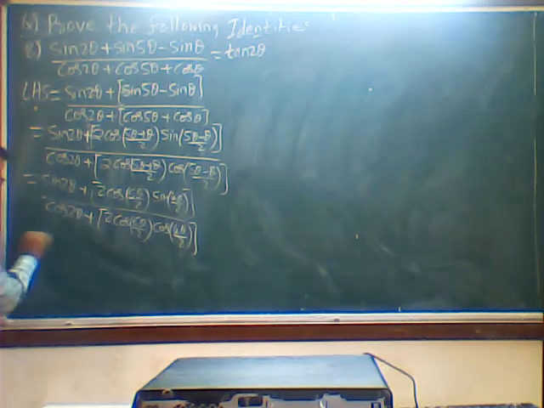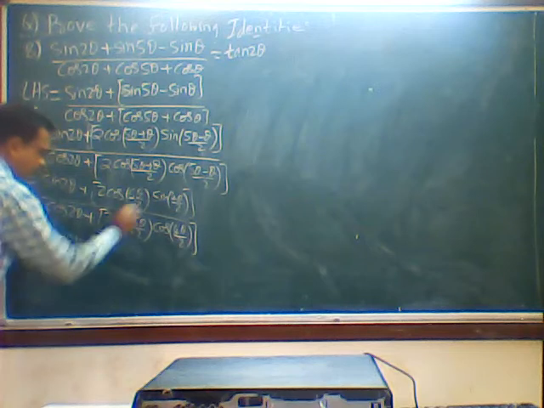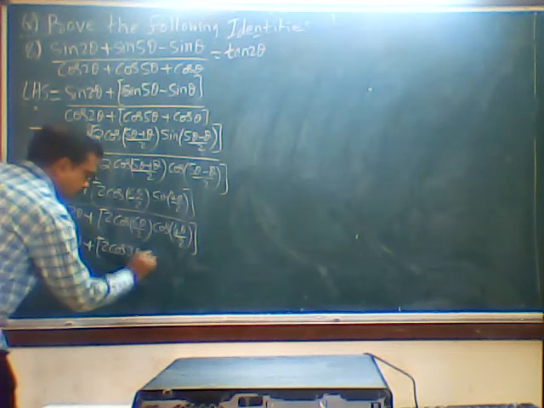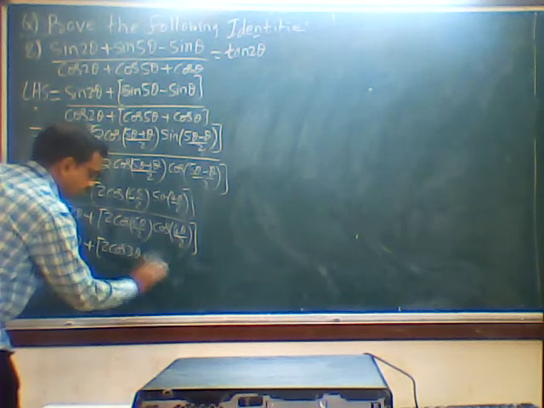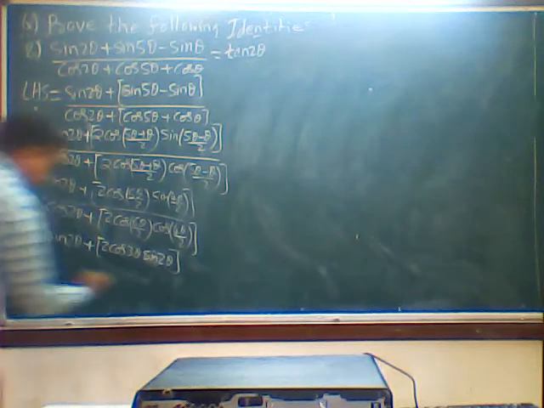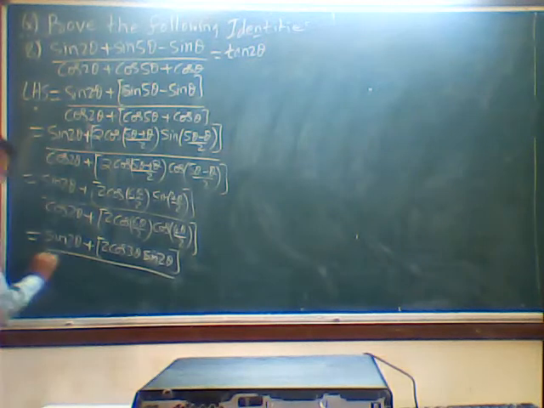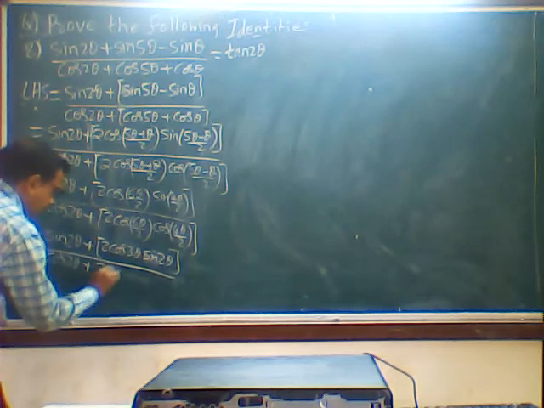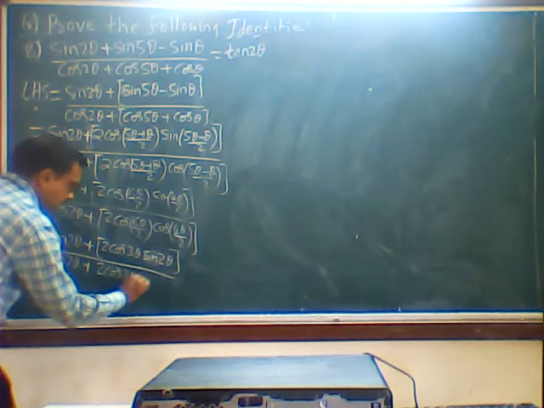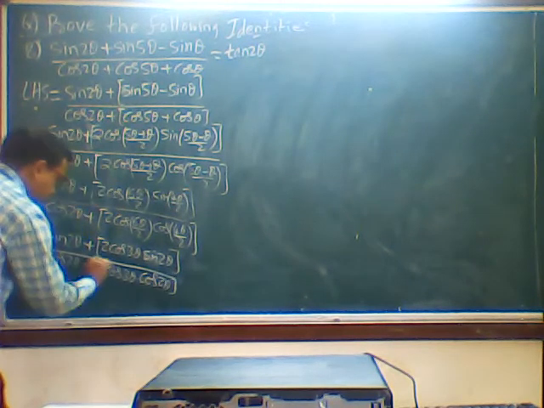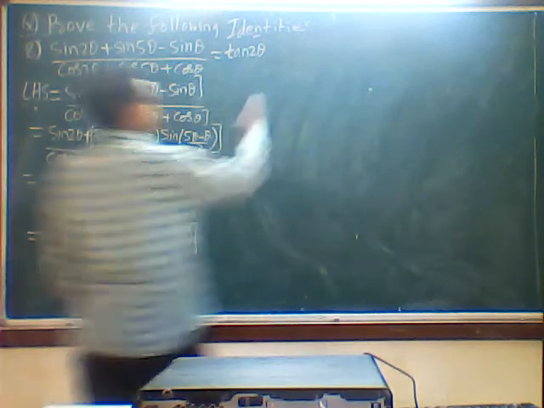Next, plus 2 ones are 2, 3 threes are. So cos 3 theta. 2 ones are 2, 2 twos are, sorry, sin 2 theta, divided by cos 2 theta plus 2 cos 3 theta into cos, 2 ones are 2, 2 twos are. This much I got.